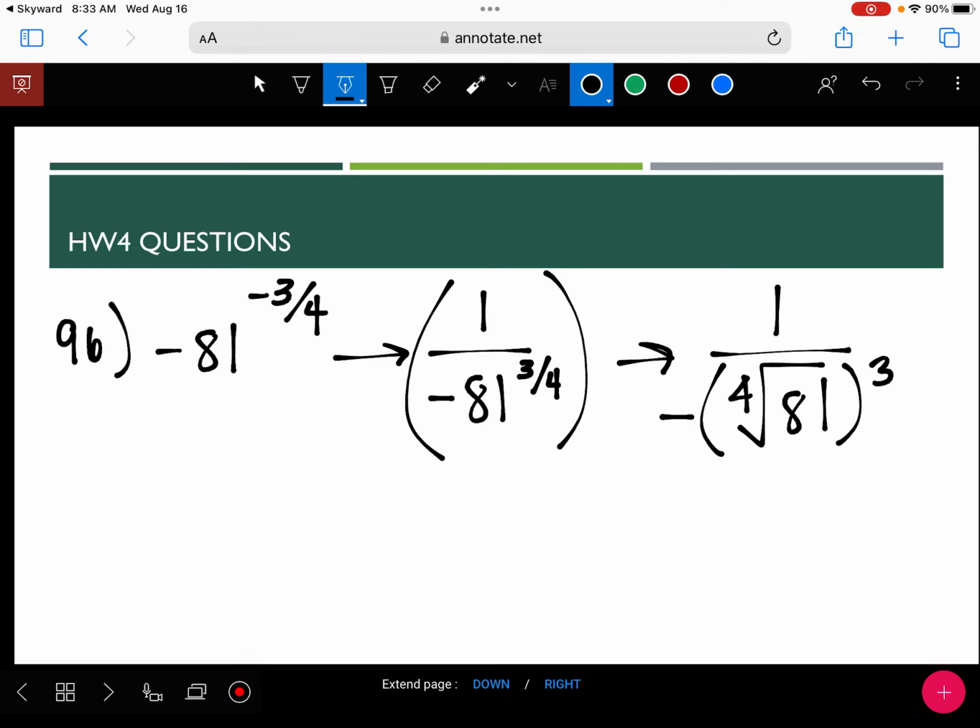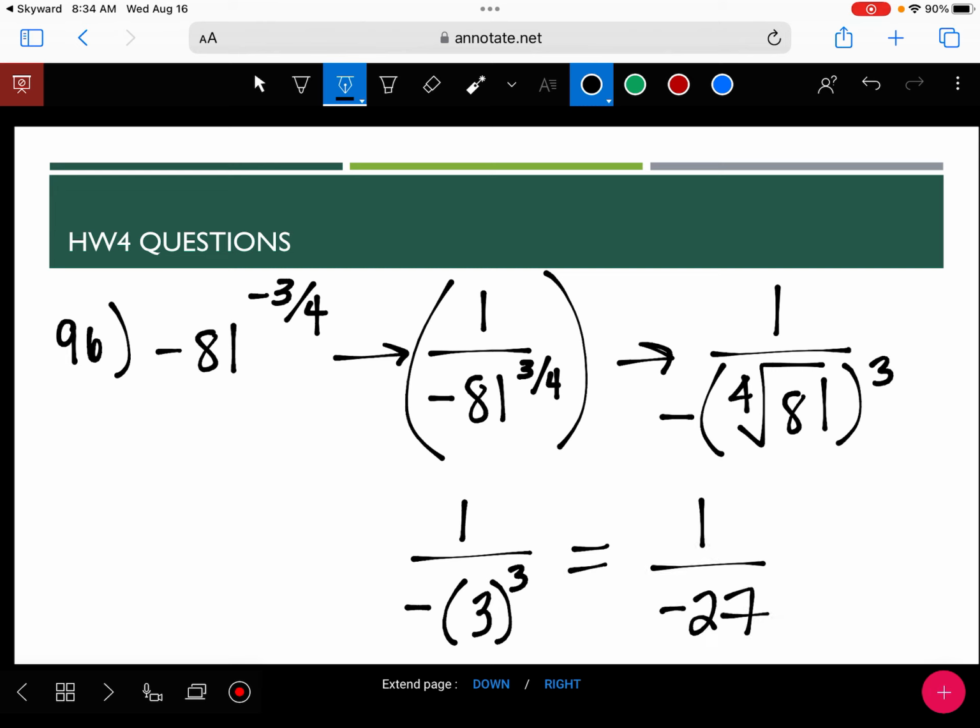So the 4th root of 81, what number multiplied against itself 4 times is 81? And if you're not sure, just use your calculator and start guessing. Take 2 to the power of 4, 3 to the power of 4, 4 to the power of 4 to figure out what that number is. So we know that that is a 3. So I have 1 over. The negative is on the outside. Now I have 3 to the power of 3. And then 3 to the third is 27. So my final answer is 1 over negative 27.